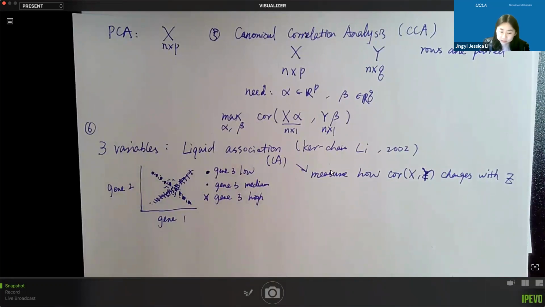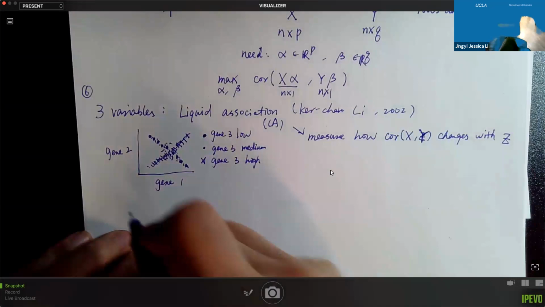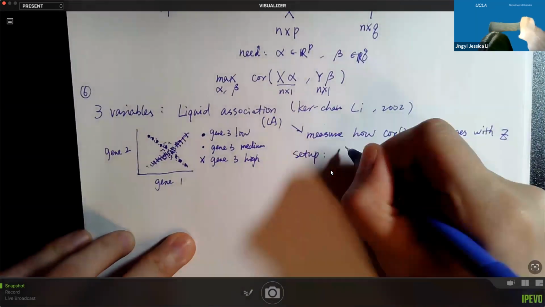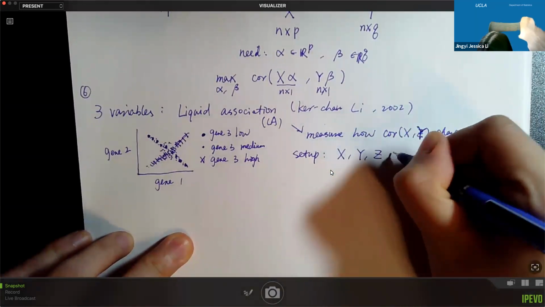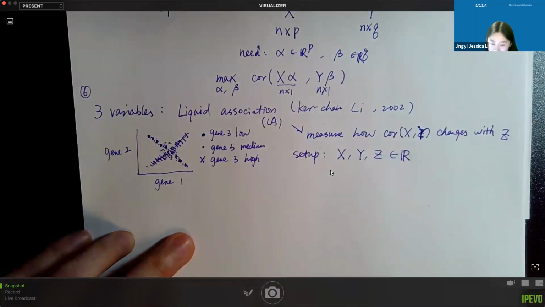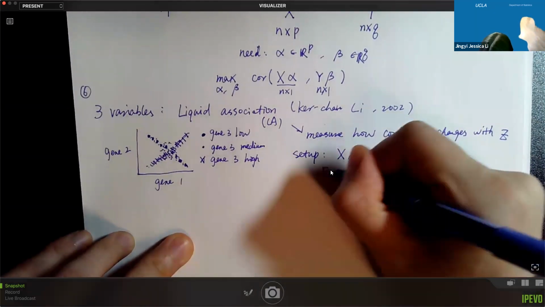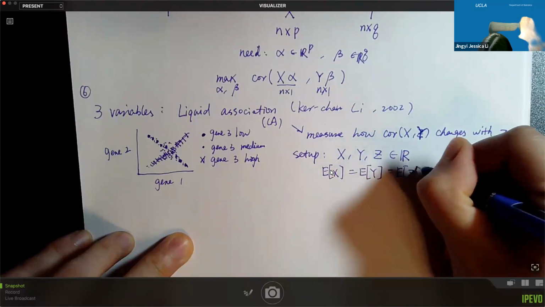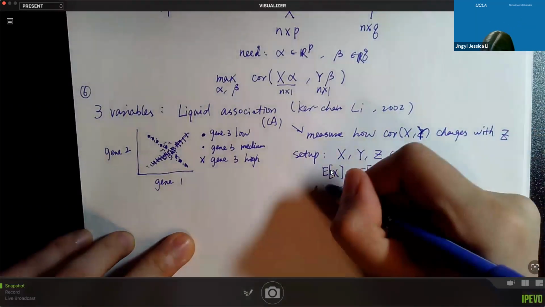And how did he achieve it? Of course, he wants to make things simple for himself, so he doesn't want to make it too complicated. So what we do is just assume that we have three variables. This is the setup. We assume that we have three scalar-valued random variables, x, y, z. We assume that they all have mean 0, and they all have variance 1.